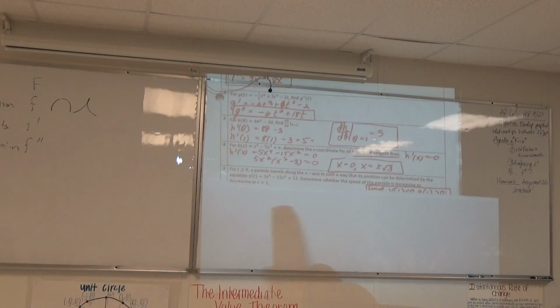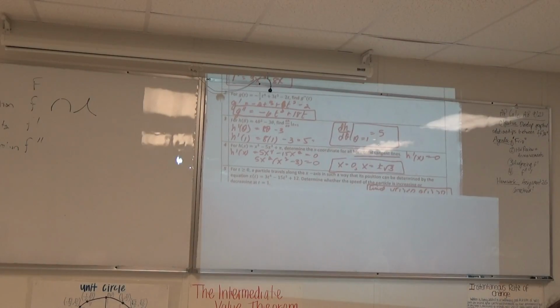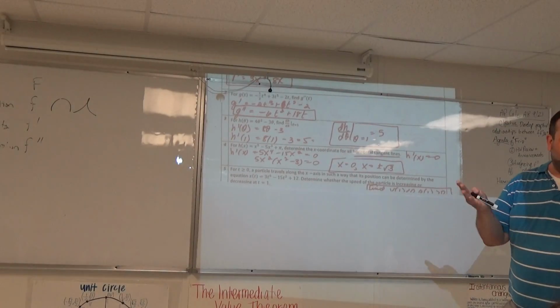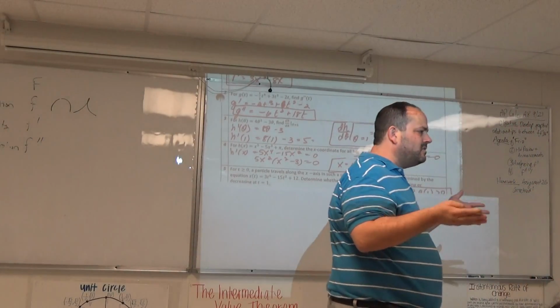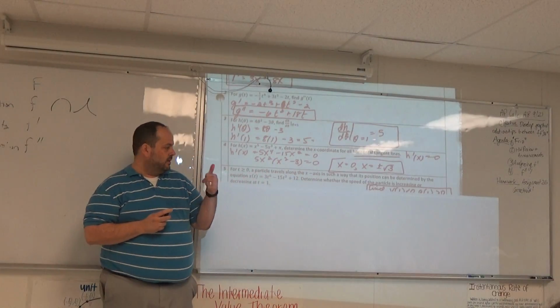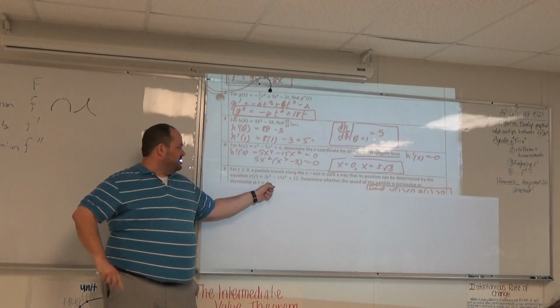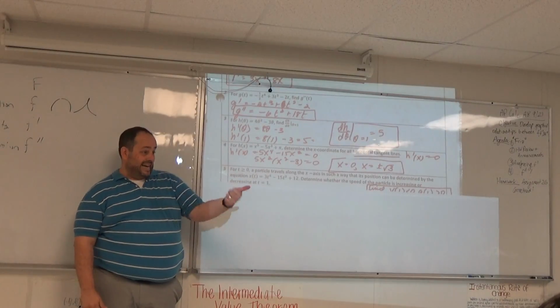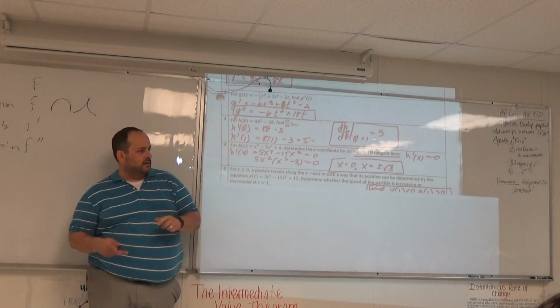Particle travels along the x-axis in a way that its position can be determined by that equation. Determine whether the speed of the particle is increasing or decreasing. How would I ever, Myra, how would I ever make a decision about speed increasing or decreasing? What would you do? You find the derivative of the position function, which is going to be velocity. Why would you do that?